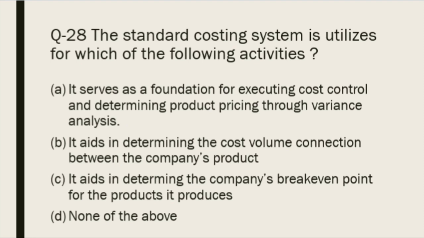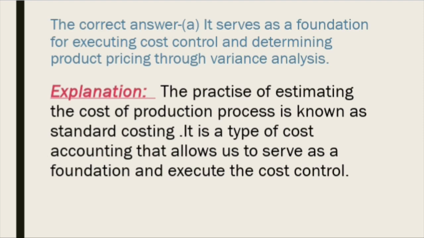The standard costing system is utilized for which of the following activities? It serves as a foundation for executing cost control. It aids in determining the cost volume connection. It aids in determining the company's break-even point for the product it produces. None of the above. And the correct answer is it serves as a foundation for executing cost control and determining product pricing through variance analysis. Explanation is that the practice of estimating the cost of production is known as standard costing. It is a type of cost accounting that allows us to serve as a foundation and execute the cost control.